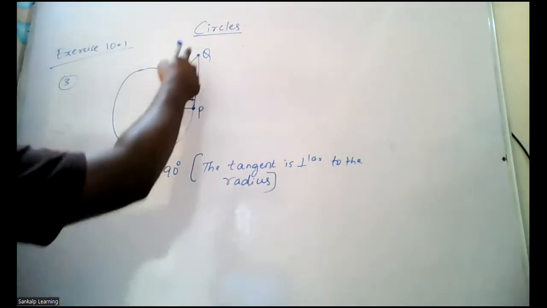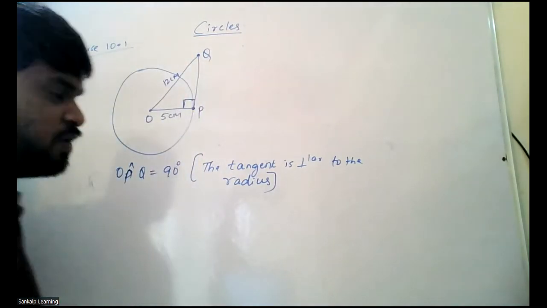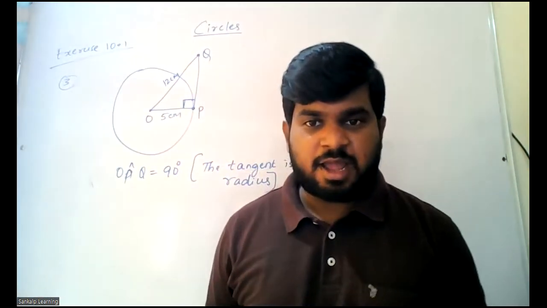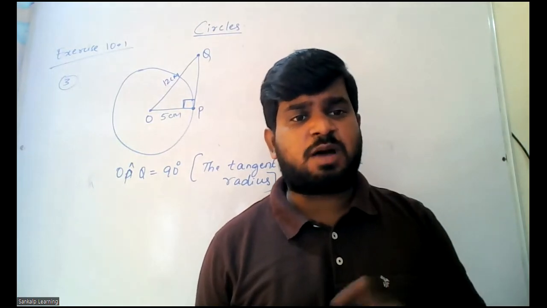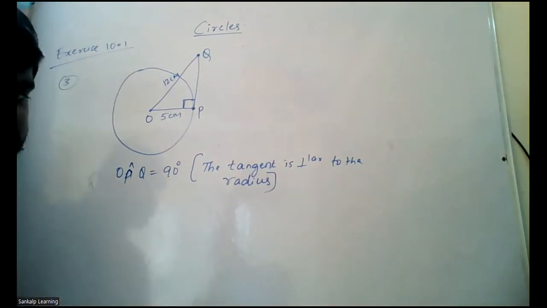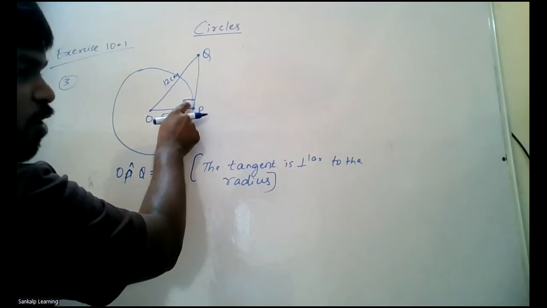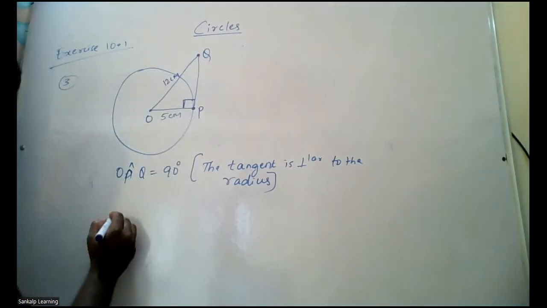Since it is a right angle triangle, we can use Pythagoras theorem, isn't it? What is Pythagoras theorem? In a right angle triangle, the square of the hypotenuse is equal to the sum of squares of the other two sides. Now, which is the hypotenuse? The side opposite to 90 degree. Here we have got 90 degree, which is the side opposite to it? OQ. Okay, so let me write it.